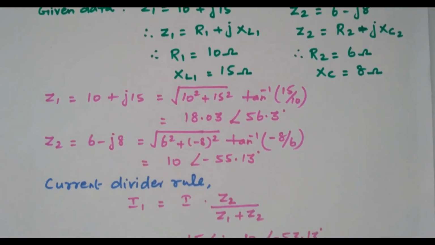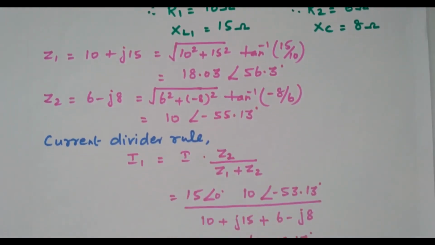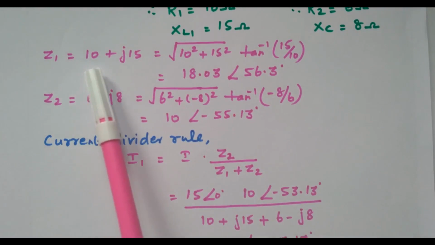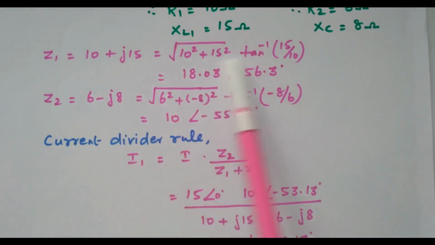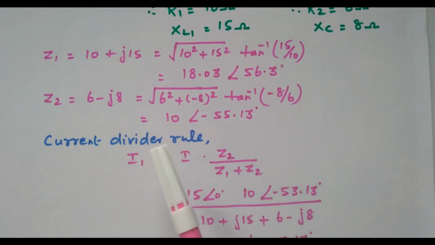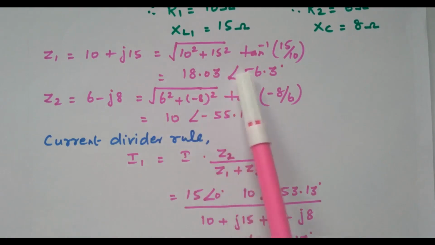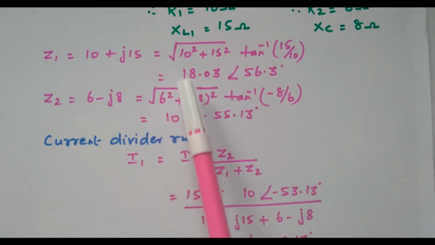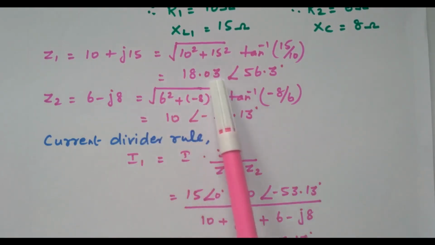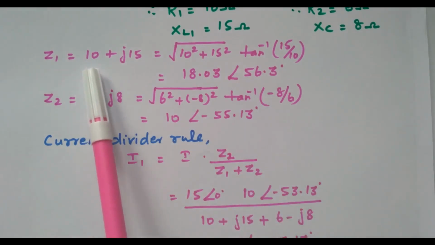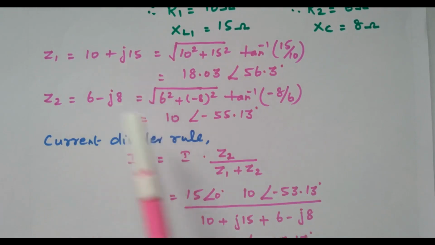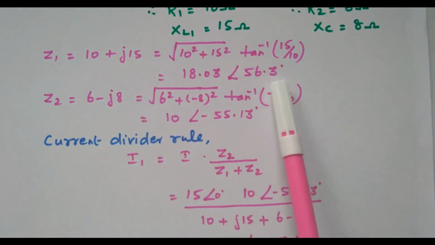Now, we will go to the impedance. So, Z1 is given 10 plus J15. Now, we will convert this rectangular form into polar form. In order to go for addition, subtraction, multiplication, division, we need a polar form. How will you find the polar form? Polar form means we have magnitude and angle. Rectangular form means real term plus imaginary term. Polar form means magnitude and angle.